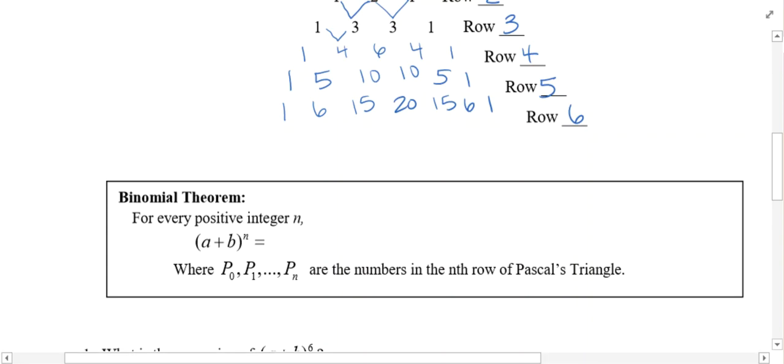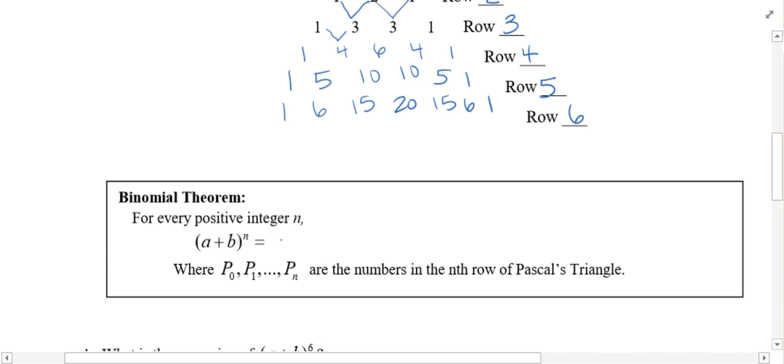Okay, so for every positive integer n, we're going to expand (a + b) to the n power. It follows a pattern, and Pascal's triangle is going to help us to write out the binomial theorem. So again, this is your official definition, and then we'll go through a couple examples.